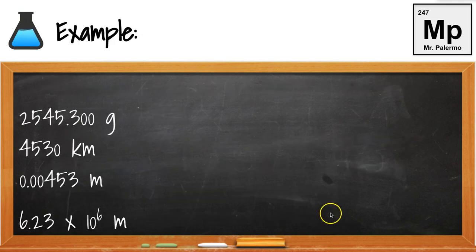Let's see some examples here. Okay, so start counting at the first non-zero, which is the 2 here. So I have 1, 2, 3, 4, 5. Now do I count these zeros? Yes, because there's a decimal point in the number. So 6, 7. So this is going to have 7 significant figures. This is a very precise measurement. Next one, start counting at the first non-zero, which is the 4. 1, 2, 3. And now there's no decimal point in this number, so I don't count this trailing 0 here. So it only has 3 significant figures. This is not as precise as this measurement.